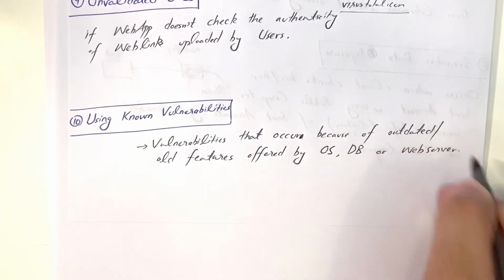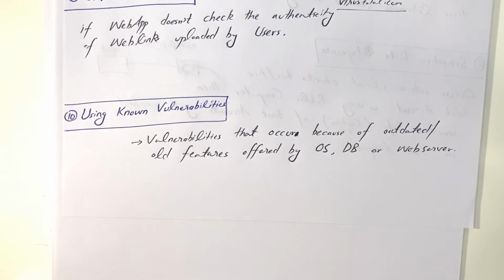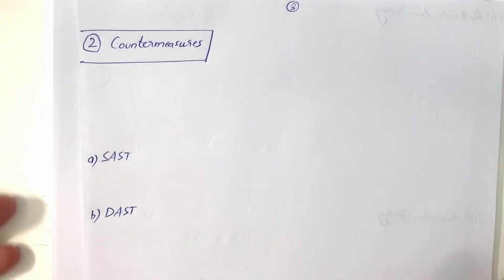So this is called using known vulnerabilities, and most of the time that's the starting point. Attackers, for example, use the SQL injection attack, cross-site scripting attack, and stuff like that. The attacker tries to find the known vulnerabilities first, tests the website against them, and then goes for the novel vulnerabilities. So these are the 10 vulnerabilities identified by OWASP, the Open Web Application Security Project.